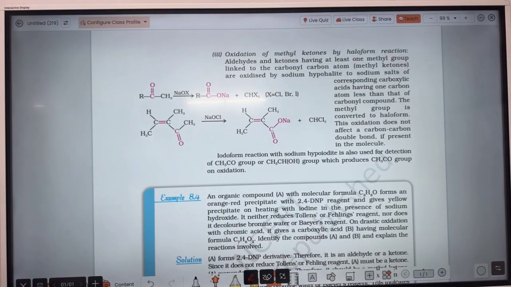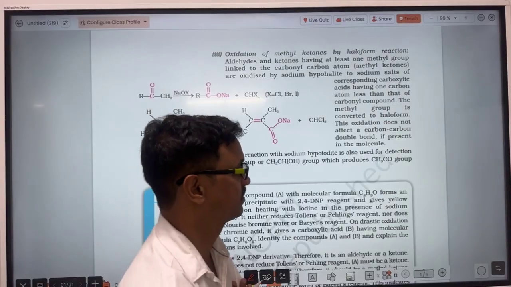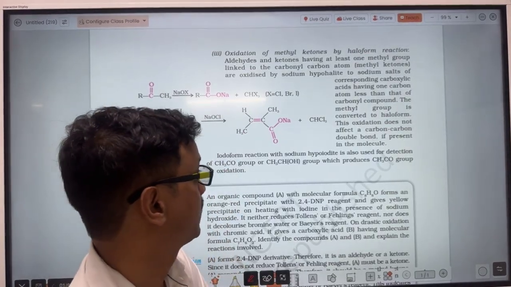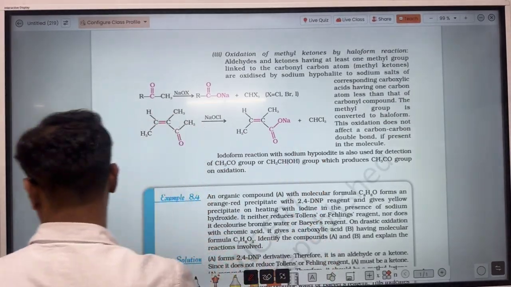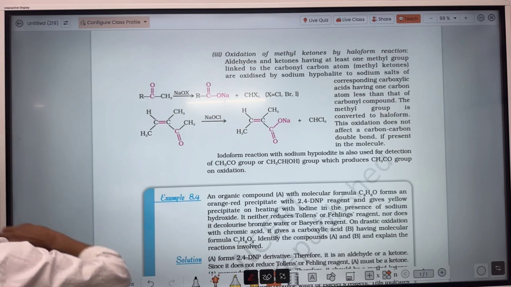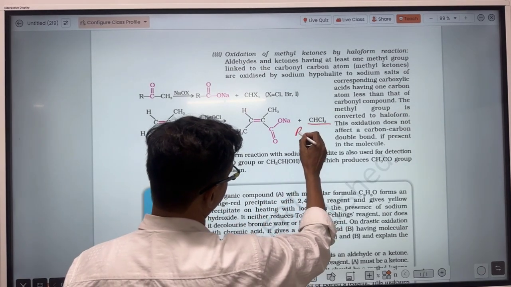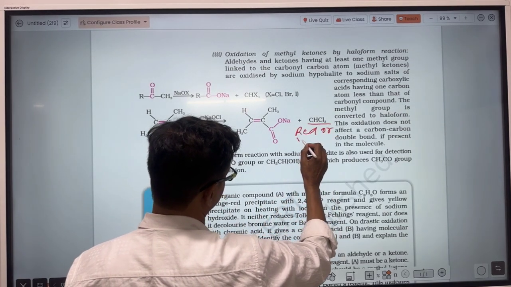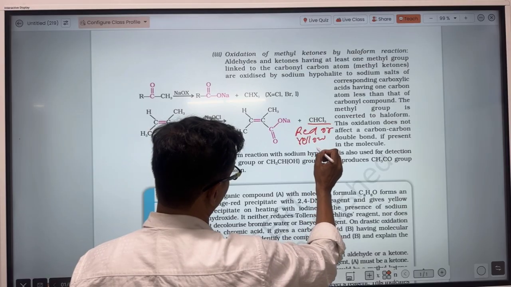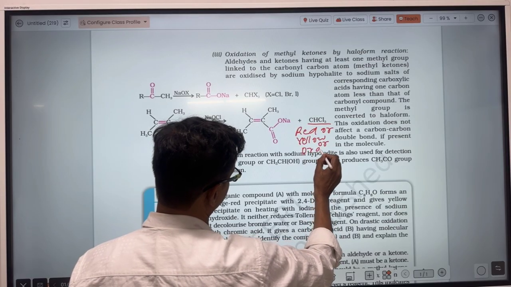Okay, so iodoform is of versatile color, it may be yellow, red, or orange. So when there is formation of chloroform or iodoform, when haloform forms, that will be red, yellow, or orange in color.